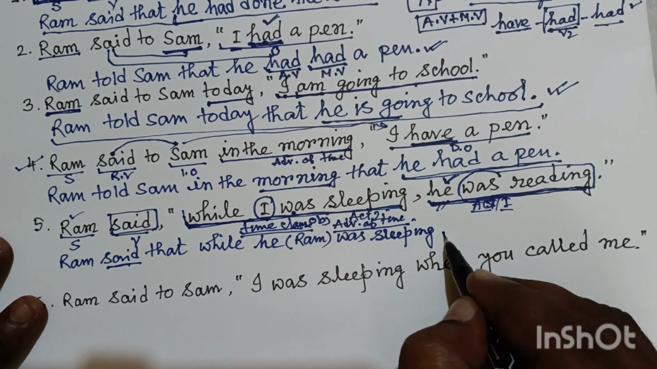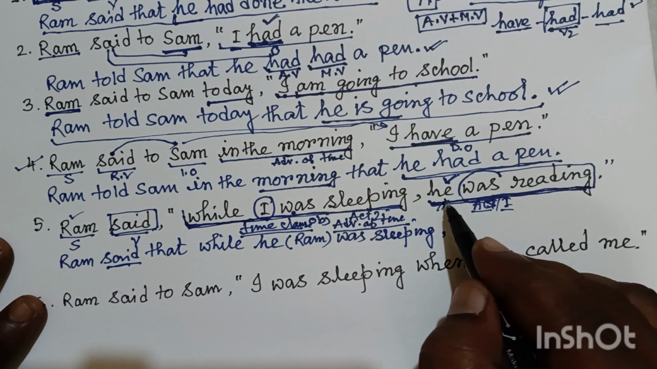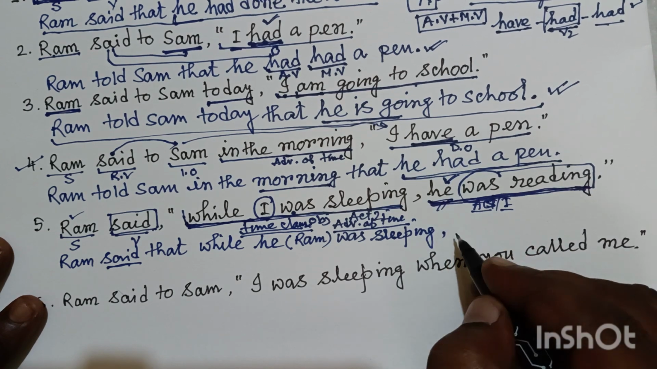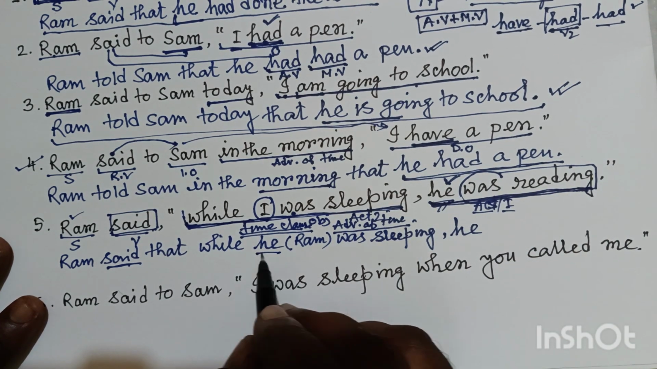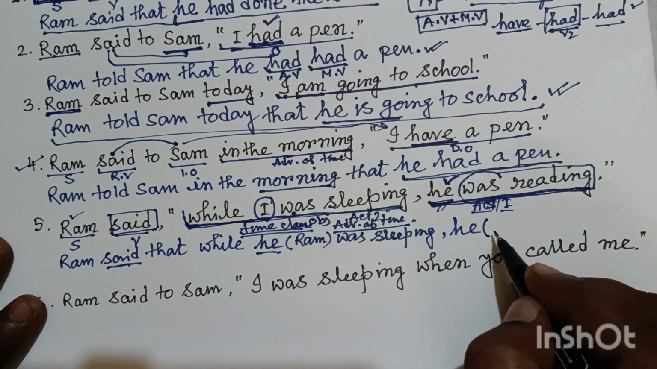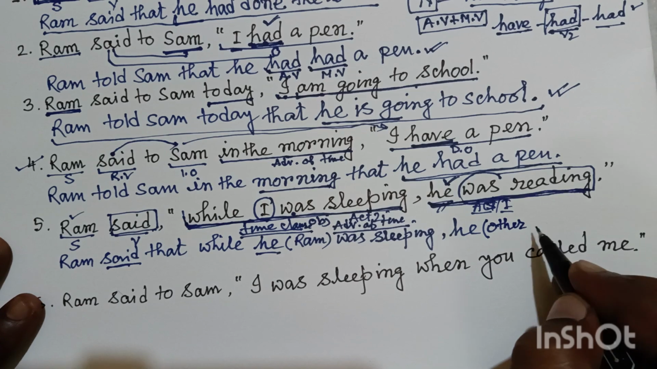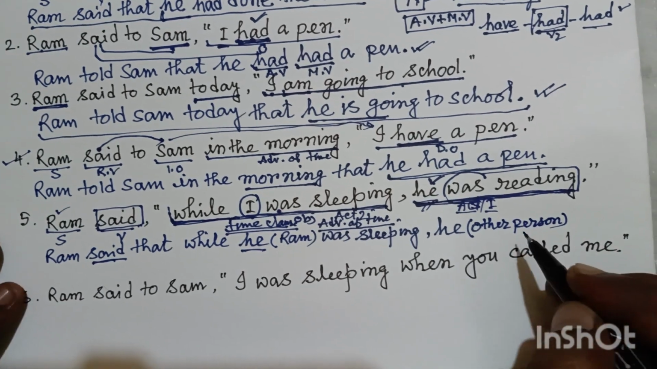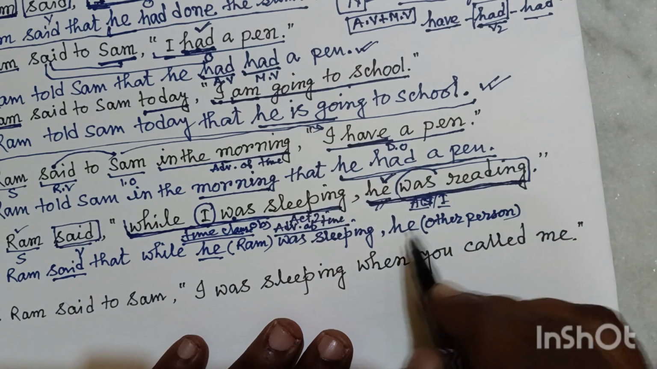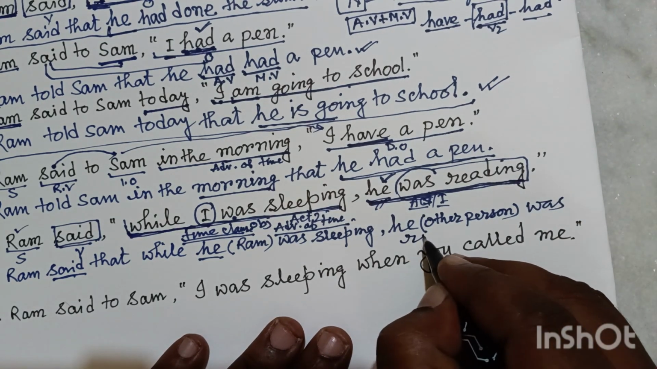He was sleeping, then comma, then this "he" is third person, so we cannot change it. So "he", but this is Ram, but this is some other person. So we have to write down "other person". If we write down other person, that would be better. So other person, we wrote down he was reading.